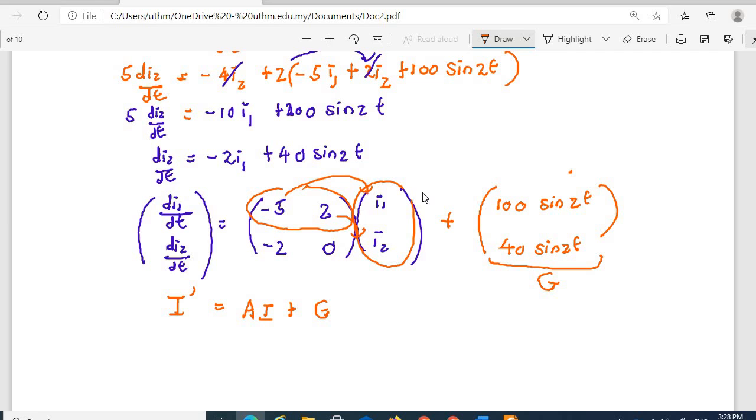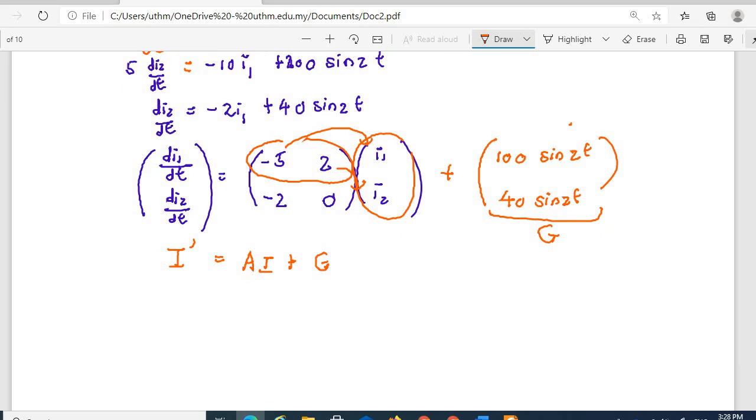If you have three first order differential equations, then your matrix A will be 3 by 3. Your I prime, you have 3 by 1. I here also I1, I2, I3. Vector G is 3 by 1. So now we have this non-homogeneous system.